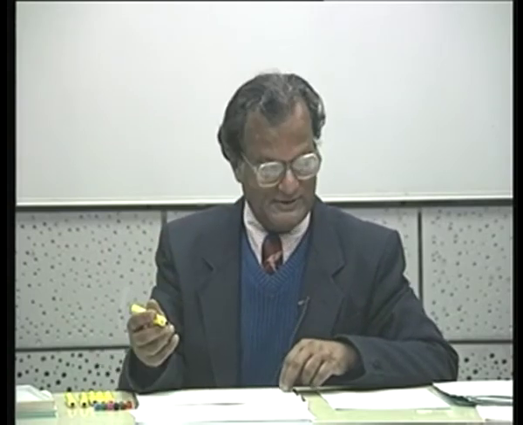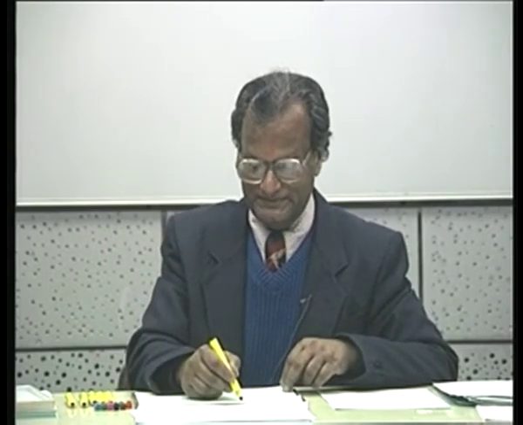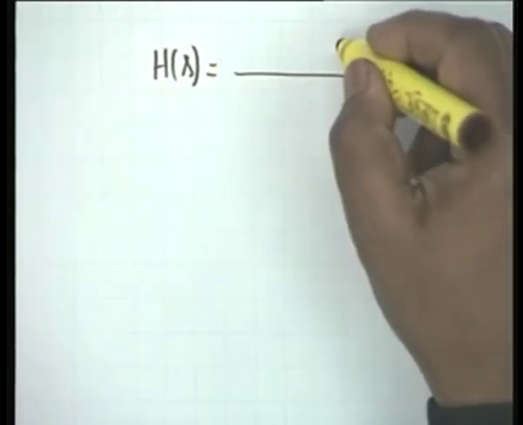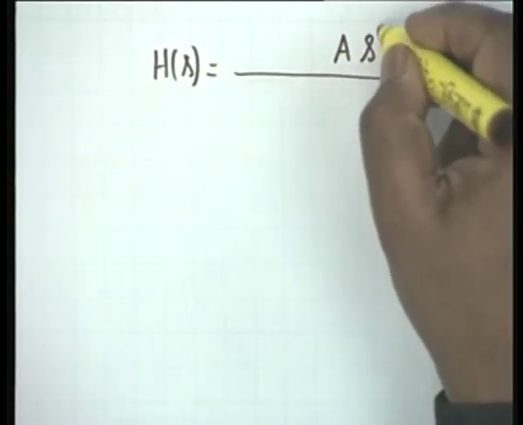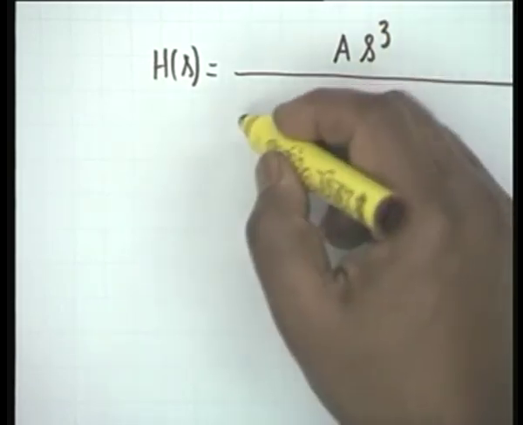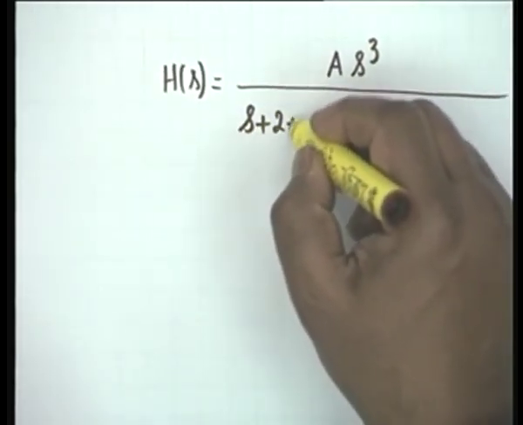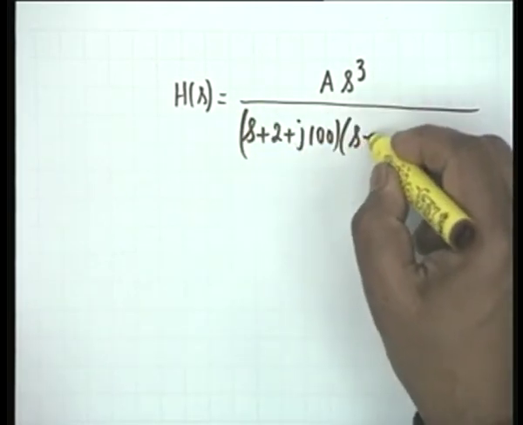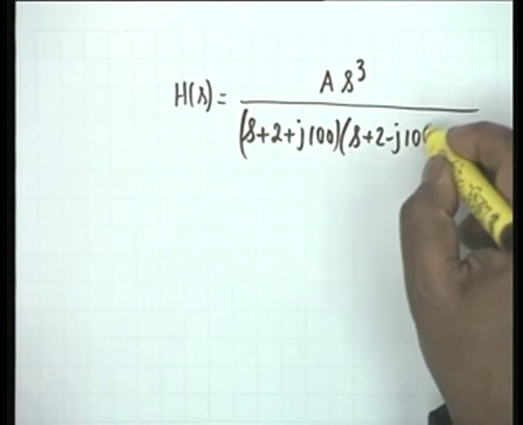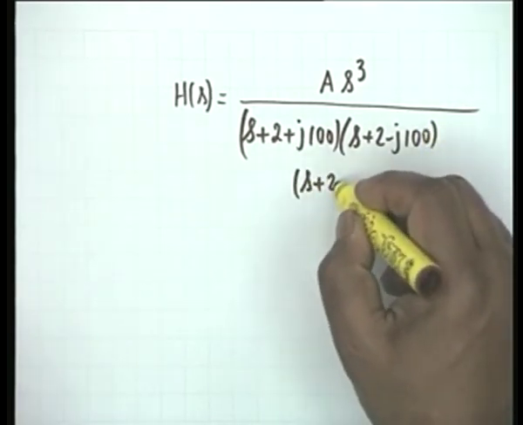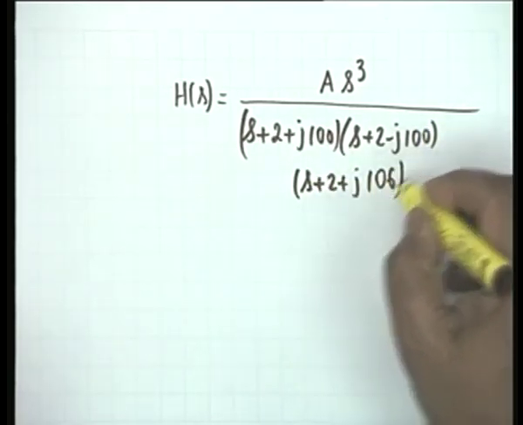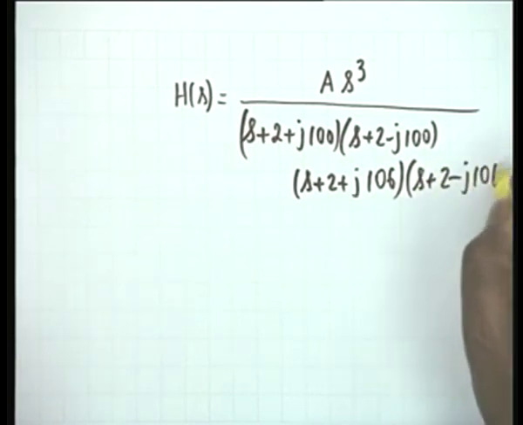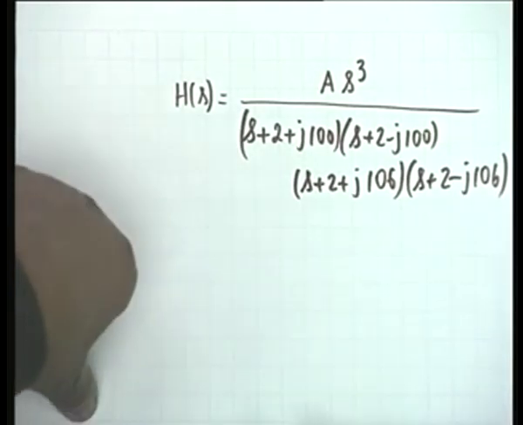We conclude this class with an example. It's a very illustrative example. We have a transfer function of this form: the denominator is (s plus 2 plus j100)(s plus 2 minus j100)(s plus 2 plus j106)(s plus 2 minus j106). This is the transfer function.